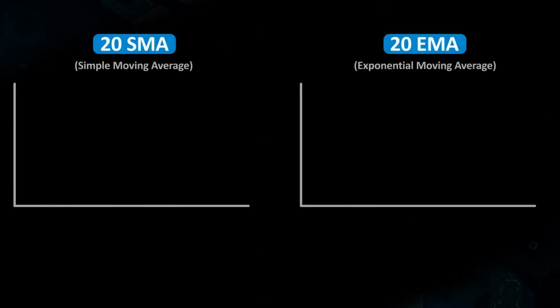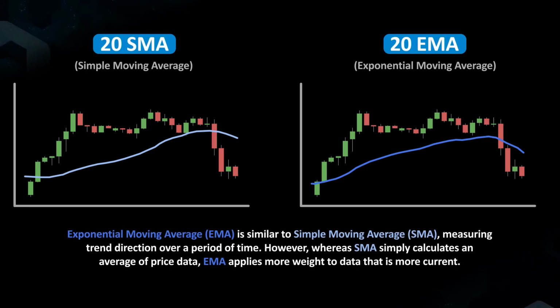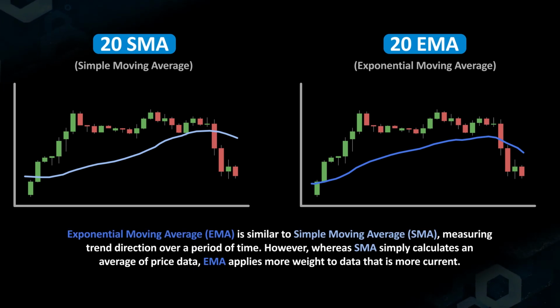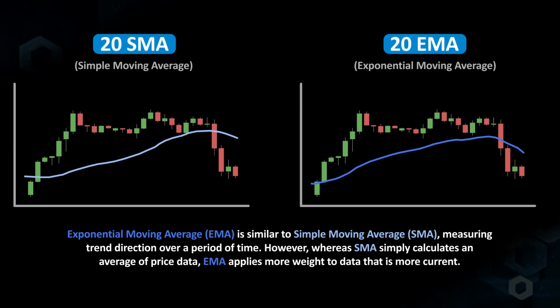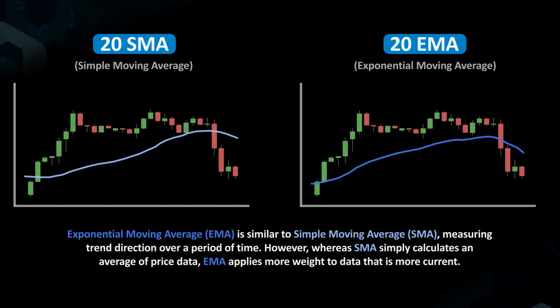So, what makes EMAs unique? Unlike simple moving averages, EMAs give more weight to recent price data, making them more responsive to market changes. This responsiveness allows us to stay in tune with the latest price action and react swiftly to market trends.